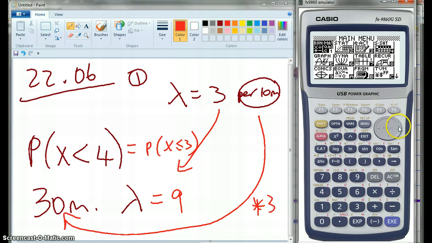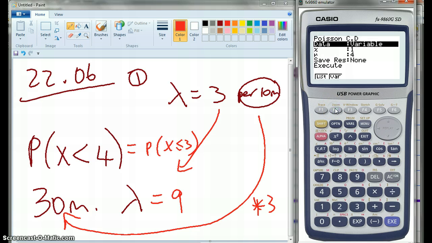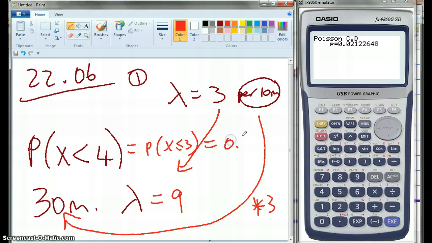So back to menu, back to stat, distribution, find the right distribution, and we are PCD, quite correct. And our x is less than or equal to 3, and our lambda has been adjusted to be 9, and we've got 0.02123, and check. Usually we do, but not always. Laughter aside, we actually did get that correct. Alright, next one then.